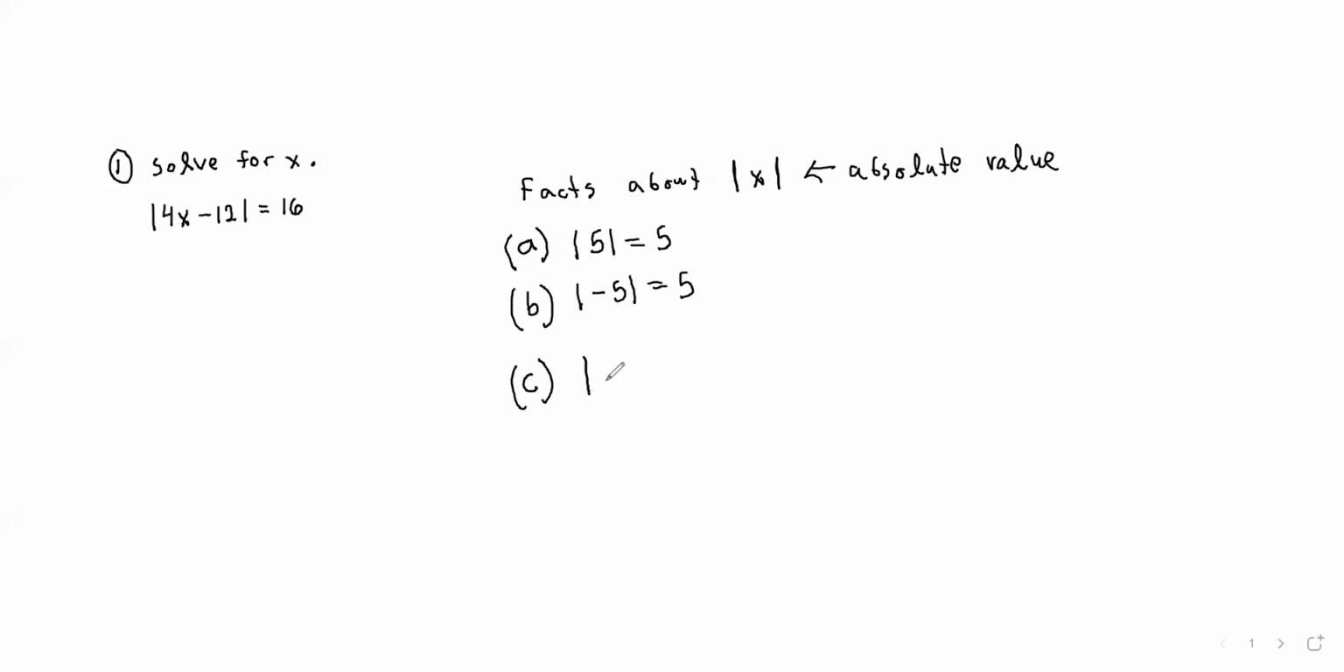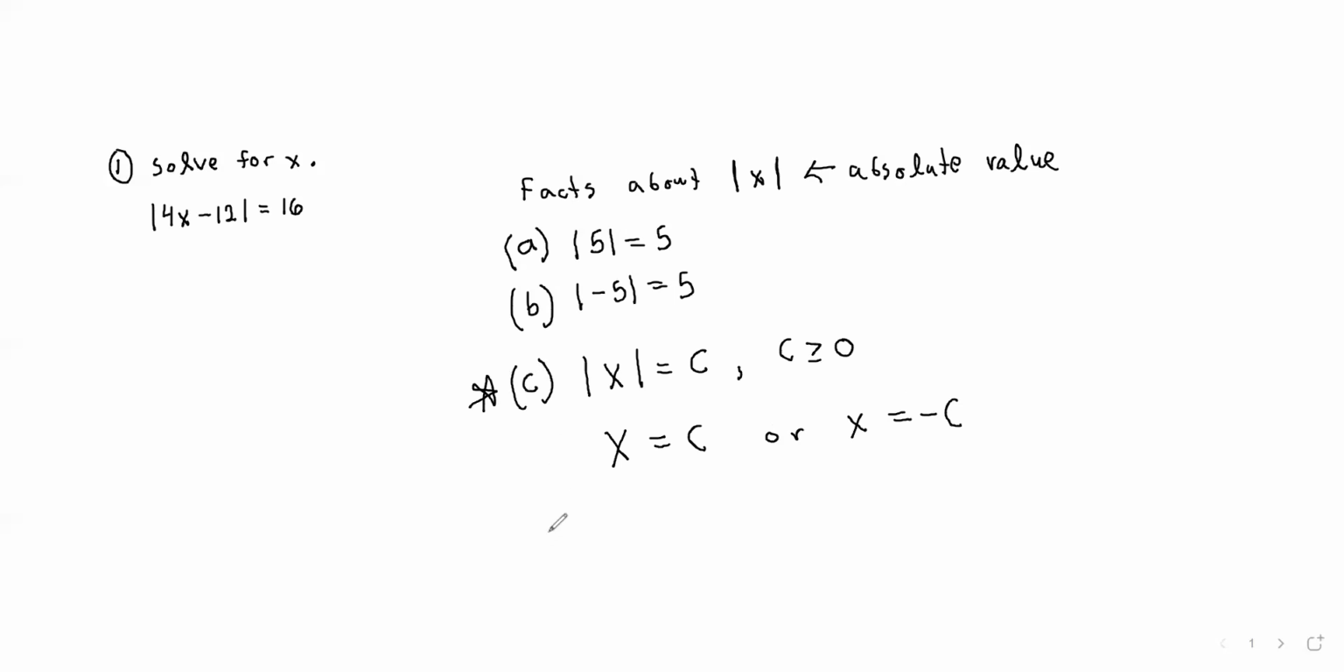And that's if you have the absolute value of a number, let's say x, is equal to something like c, and c is greater than or equal to 0. Then we have two solutions. x can be positive c, or x can be a negative c. This is the fact we're going to use to solve problem 1.